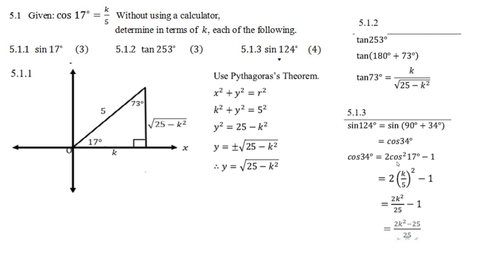But hey, we know what the cos of 17 is. It's k over 5. So it's just 2k squared over 25 minus 1. Gee, you could probably leave it like that, and that's your answer. Or 2k squared minus 25 over 25. And there you go.